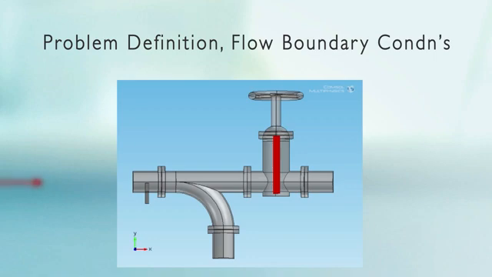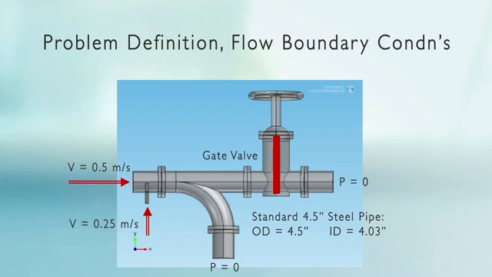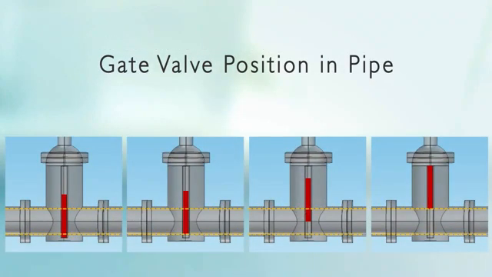We've got velocity coming in the main end at half a meter per second. We've got this feeder stream coming in at a quarter meter per second. The gate valve itself, and then pressure equals 0 on the outside. Now this is a standard 4.5 inch steel pipe, and then we've got this valve.